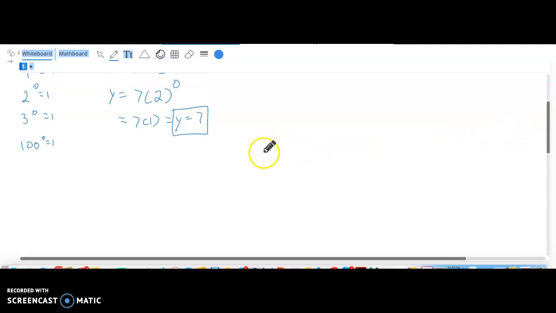Create an exponential equation with the decay 1/3 and a y-intercept of 2. So we have a decay of 1/3, and our y-intercept or base is equal to 2. Okay, so we have y equals the amount times the rate to the time.